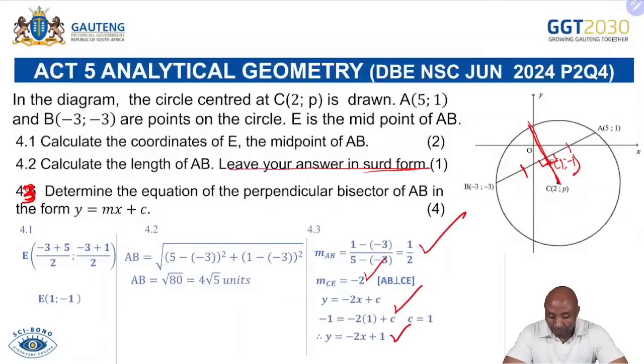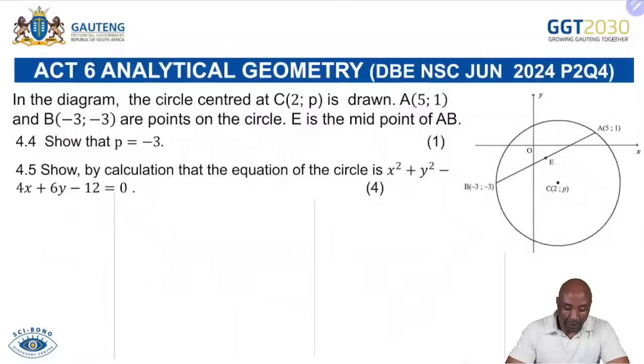We move on now to the next activity. It is still based on the same scenario. As I indicated, please add information to your diagram. It will make your life easier. Now, our activity 6. We are supposed to show that p is -3. We are supposed to show by calculation that the equation of the circle is x squared plus y squared minus 4x plus 6y minus 12 equals 0. I'll give you 5 minutes to answer 4.4 and 4.5.